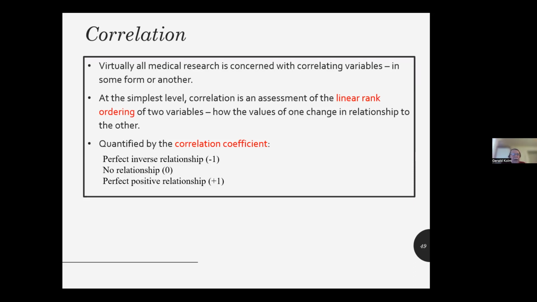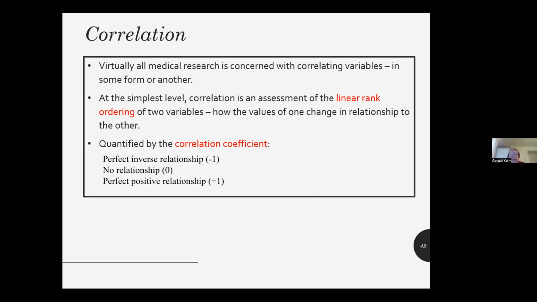If you have a correlation coefficient of 0, that means there's no relationship between the two. If you get a correlation coefficient of -1, you have a perfect inverse relationship. That is, as the values of one are increasing, the values of the other variable are decreasing. And if you have a value of +1, then you have a perfect positive relationship. That is, the values of one variable are increasing, as are the values of the other variable.